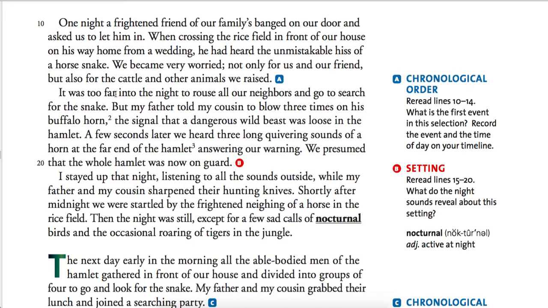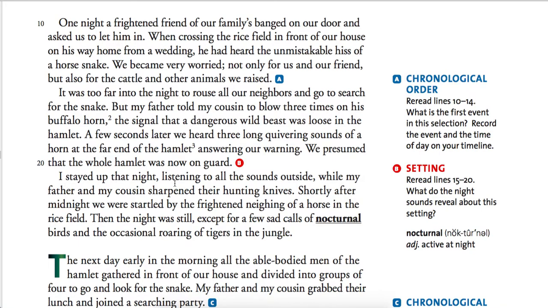It was too far into the night to rouse all the neighbors and go to search for the snake. But my father told my cousin to blow 3 times on his buffalo horn, the signal that a dangerous wild beast was on the loose in the hamlet. A few seconds later, we heard 3 long quivering sounds of a horn at the far end of the hamlet, answering our warning. This tells me the village is small, because they can hear the horn all the way on the other side. We presumed that the whole hamlet was now on guard.